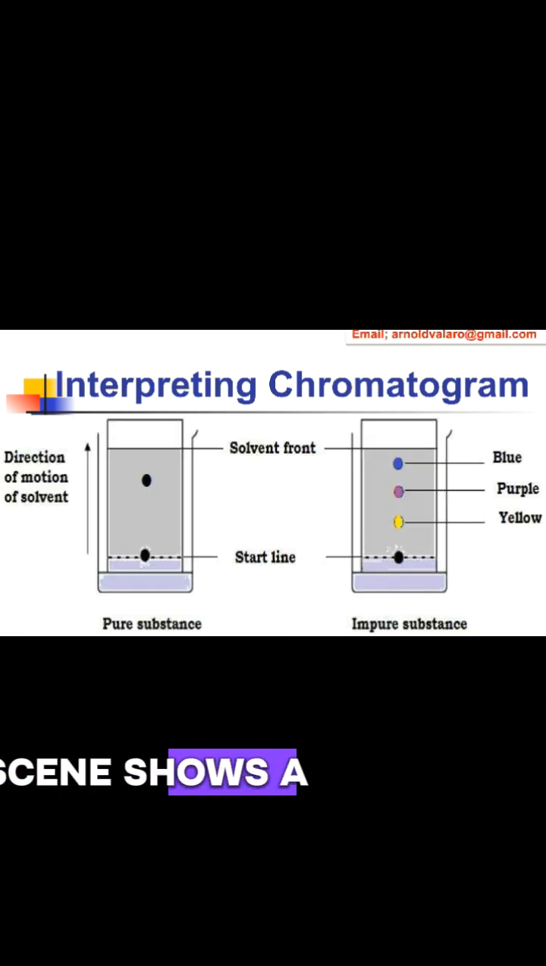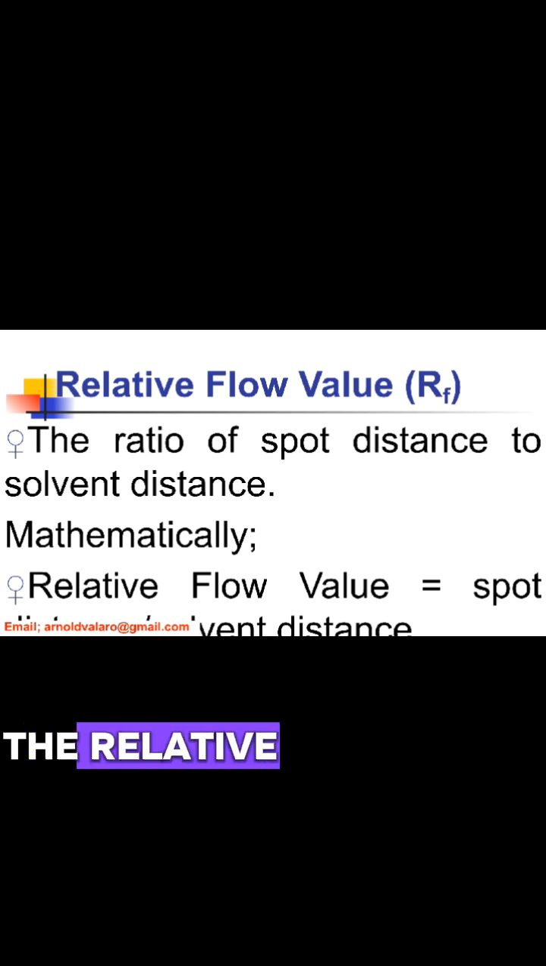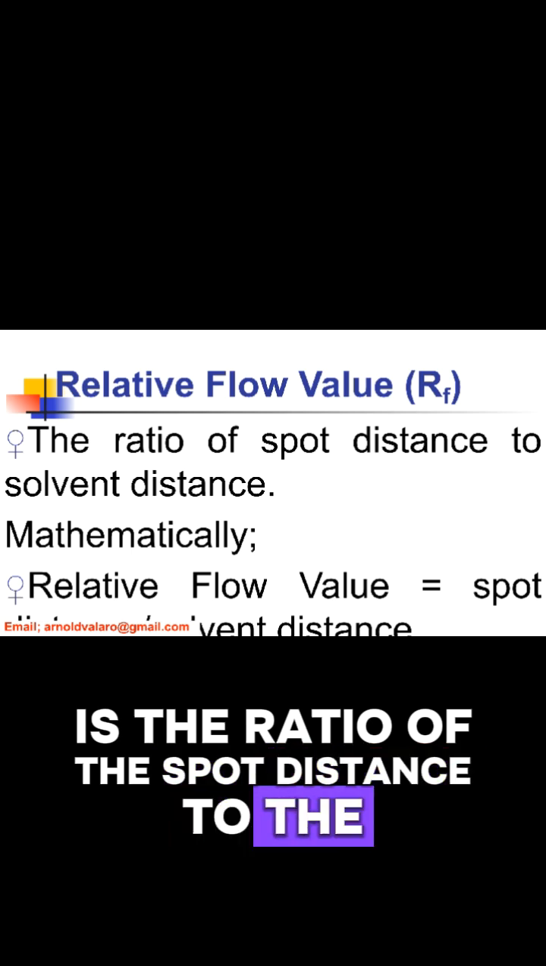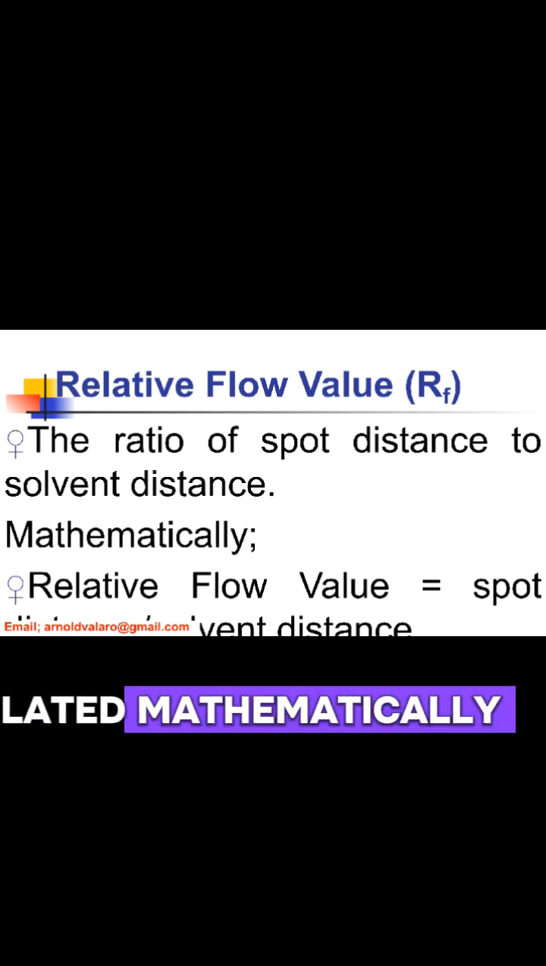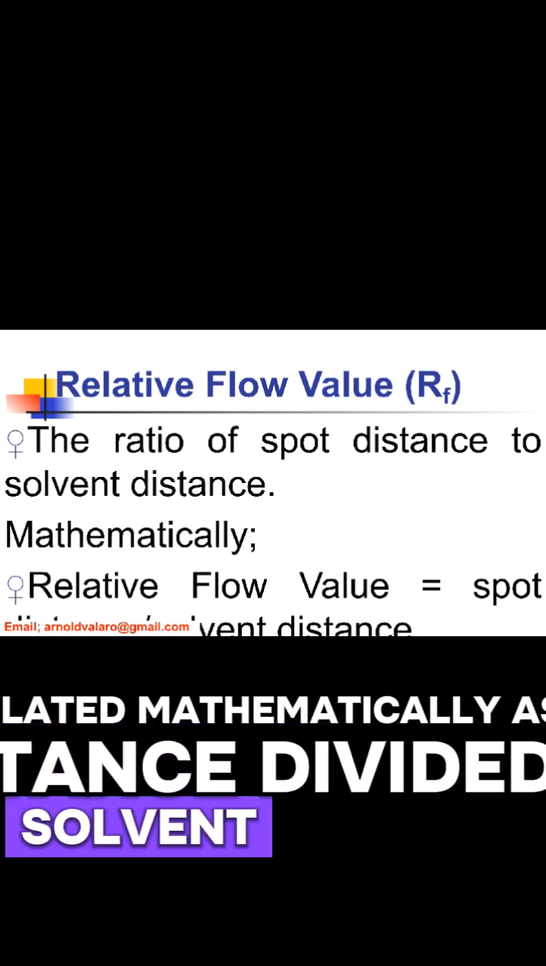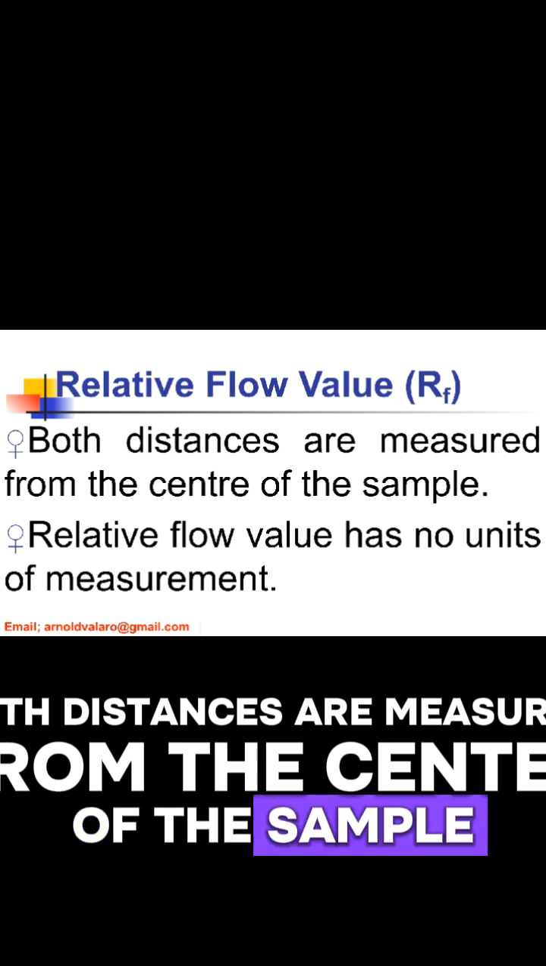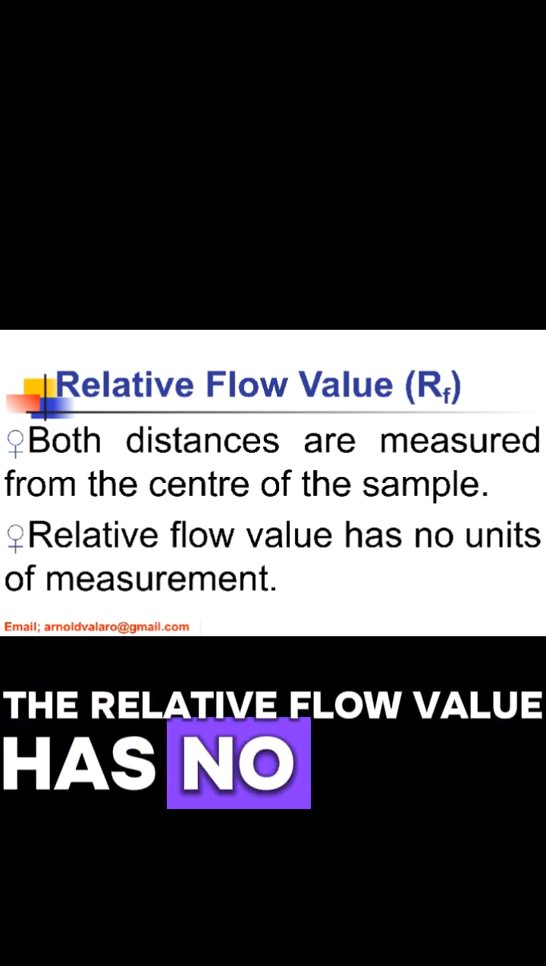This scene shows a chromatogram. The relative flow value, or RF, is the ratio of the spot distance to the solvent distance, calculated mathematically as spot distance divided by solvent distance. Both distances are measured from the center of the sample. The relative flow value has no units of measurement.